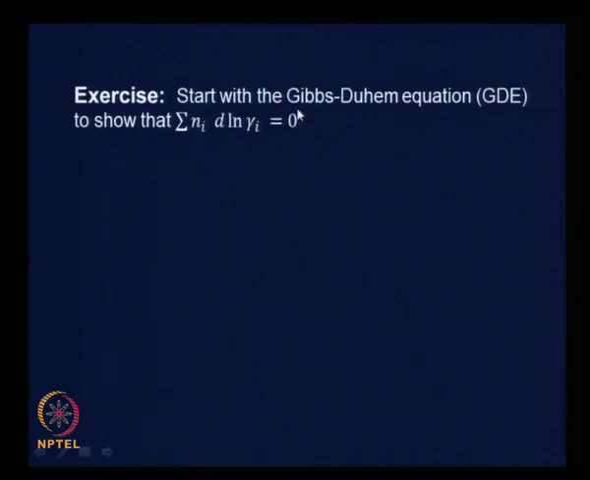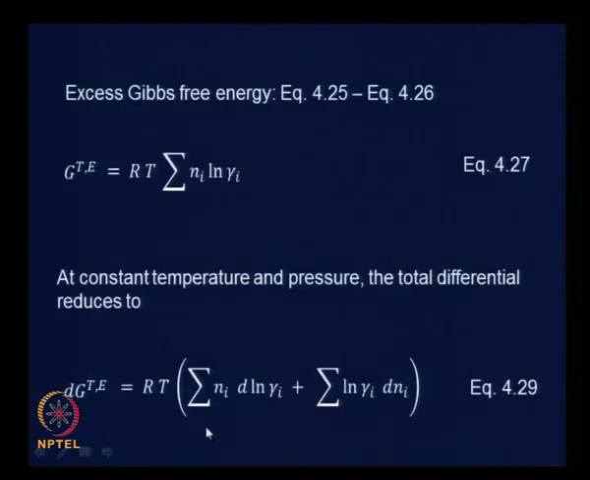Start with the Gibbs-Duhem equation, which I will abbreviate as GDE, to show that the sum over N_i d ln gamma_i equals 0. How is it relevant here? Remember the previous equation. Here N_i d ln gamma_i summed over, right. We are going to show that this term goes to 0.